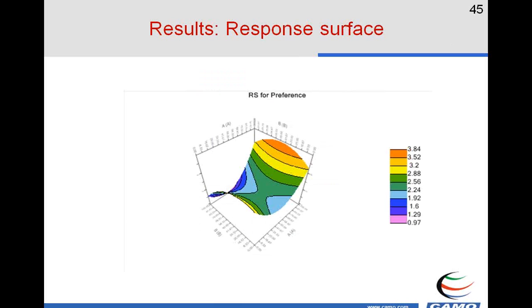And then we get a nice response surface and we can try to see where we want to be, so we can optimize the preference, and then we can also think about the cost and see a dual optimization.